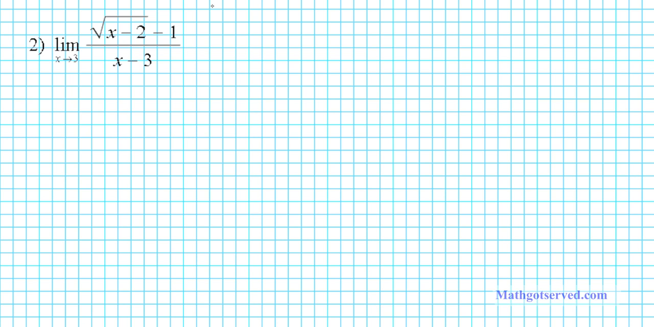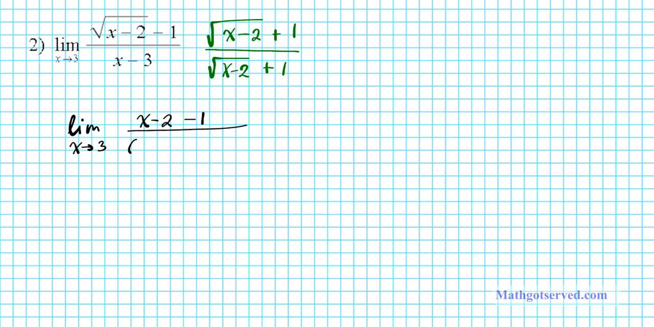Multiply the numerator by the square root of x minus 2 plus 1 over the square root of x minus 2 plus 1. So this is the conjugate. If we distribute in the numerator, we will have the limit as x approaches 3 of x minus 2 minus 1 divided by, in the denominator, x minus 3 times the square root of x minus 2 plus 1.